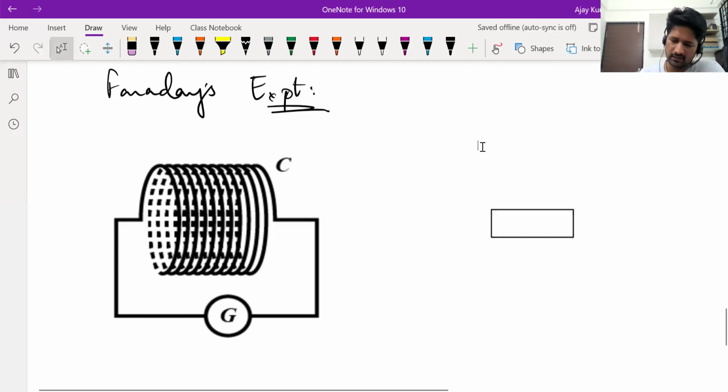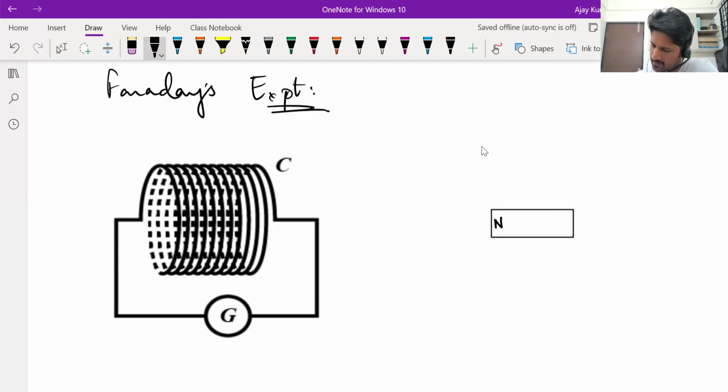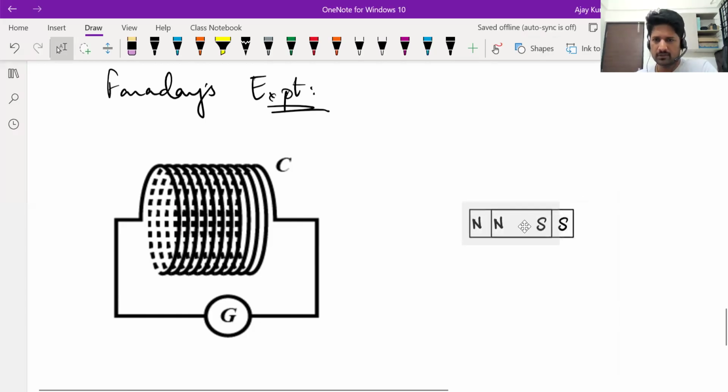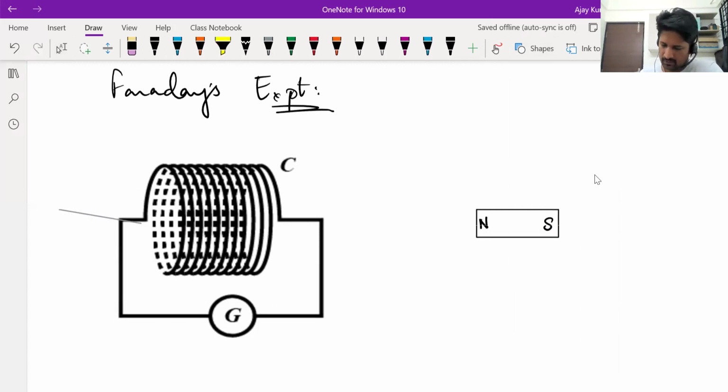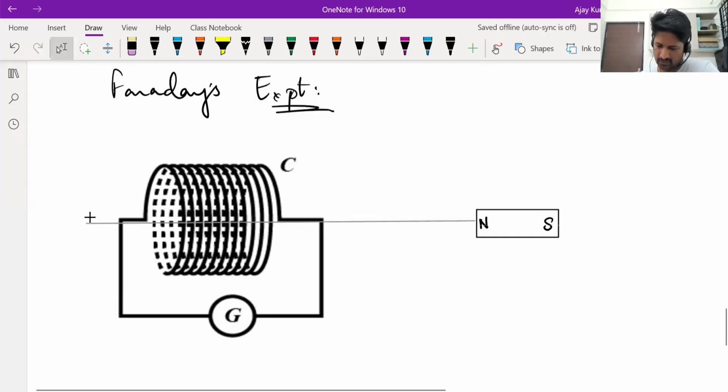But then Faraday considered a magnet nearby. Assume this is a bar magnet. The magnet will produce a magnetic field, and we know a magnet behaves as a dipole. What Faraday did is he arranged the magnet such that the axis of the magnetic dipole coincides with that of the coil. He made them coaxial, the dipole and the coil. Now we took the north pole to the left.